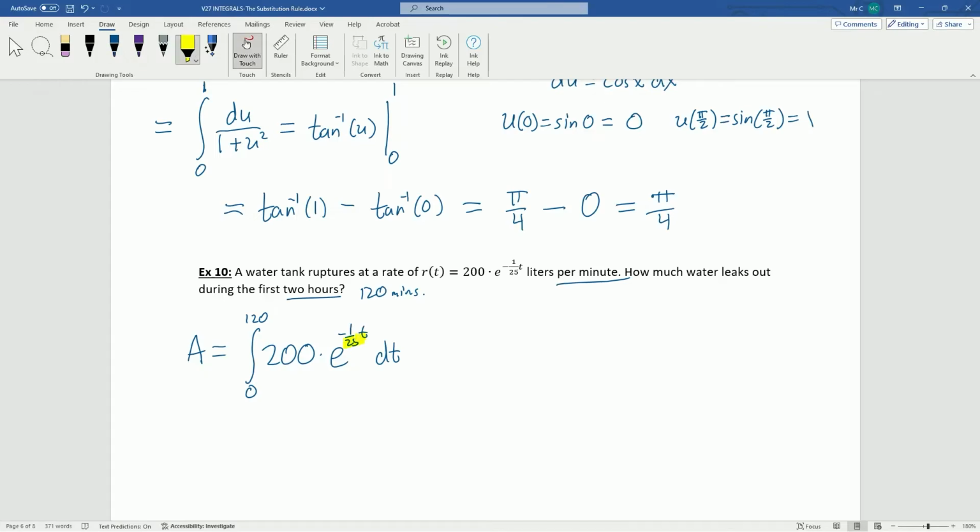So I think the substitution for this problem is pretty obvious. We need to replace what's inside the exponential function. So we're going to let u be negative t over 25. That means du will be negative 1 over 25 dt. And when we evaluate u at 0, I'm just going to get 0. And when I evaluate u at 120, I'm going to get negative 120 over 25. And those are both divisible by 5, so that simplifies to negative 24 over 5.